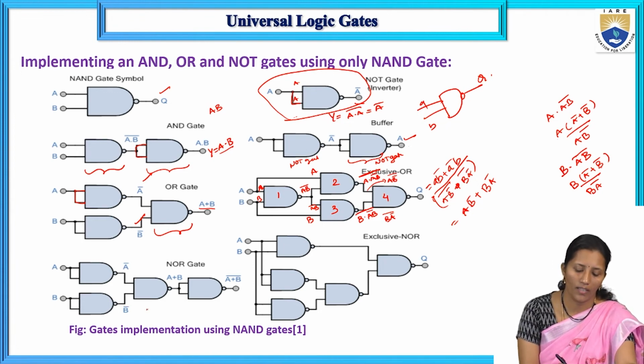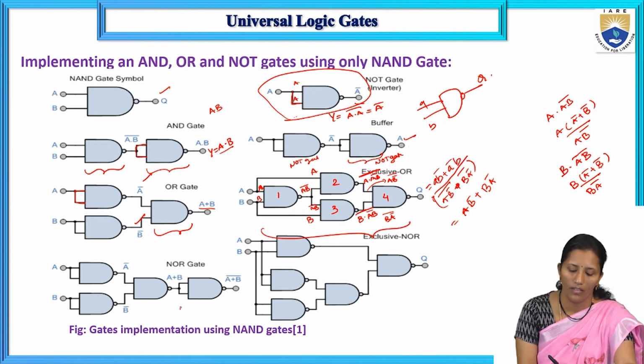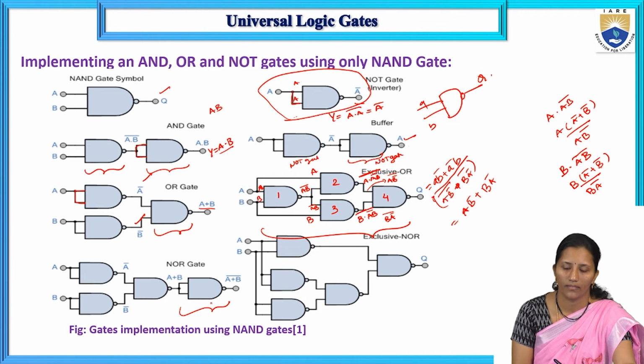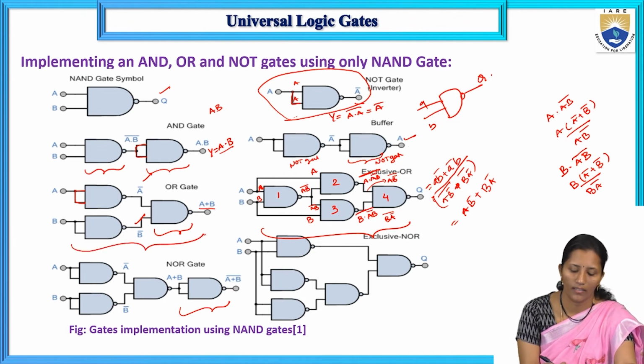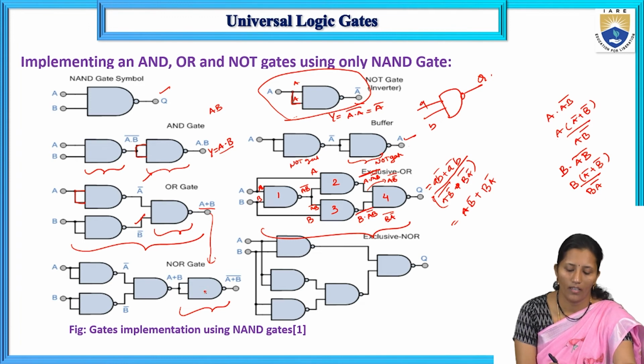For NOR gate also, same function, we have to give the output to the NAND gate. Then we will get this OR gate, same function. We are giving this output to the NOT gate. The OR gate output followed by NOT gate, we will get the NOR gate. Here also same: the exclusive OR gate output is given to the NOT gate, then we will get the exclusive NOR gate.